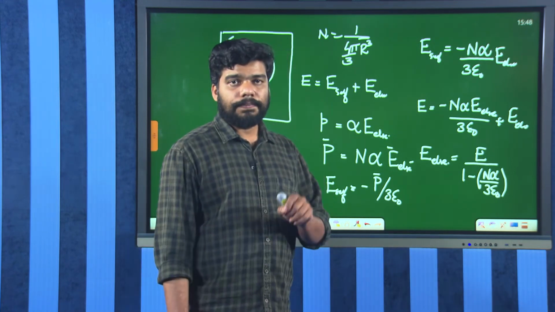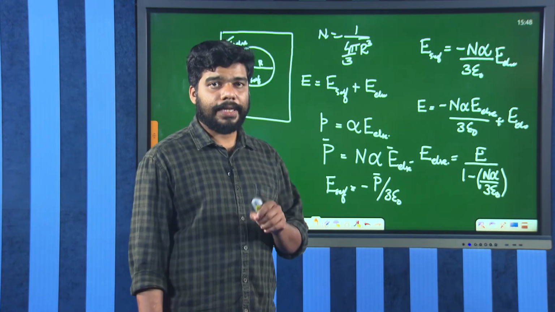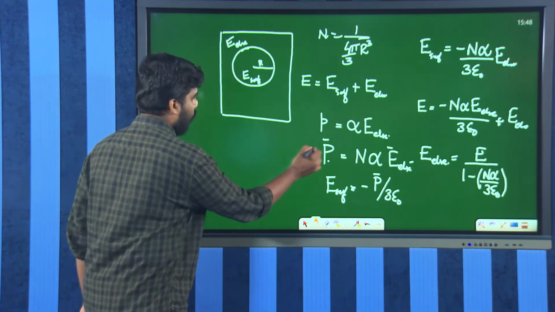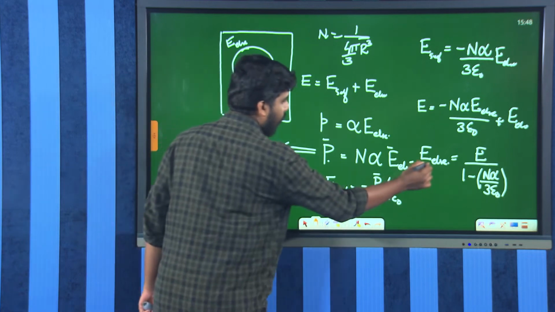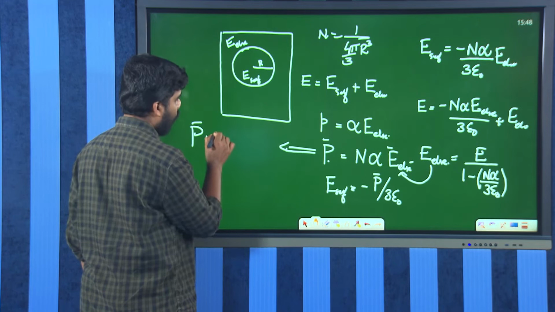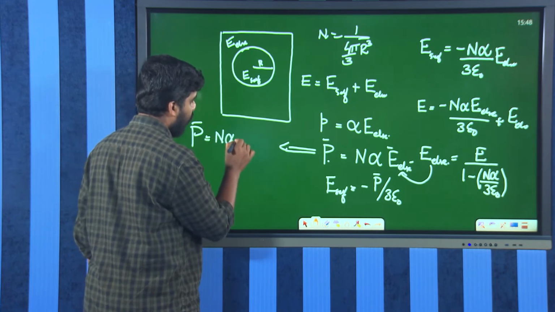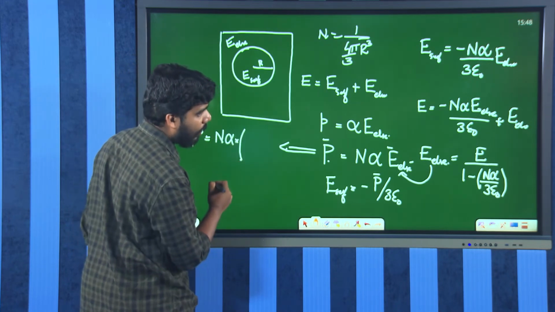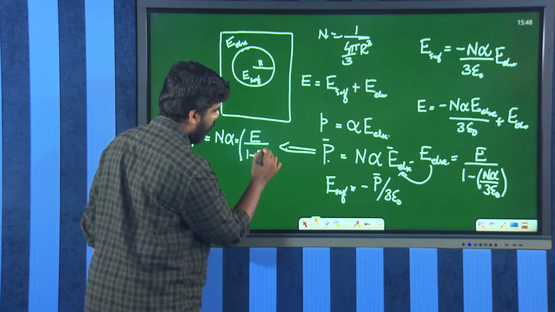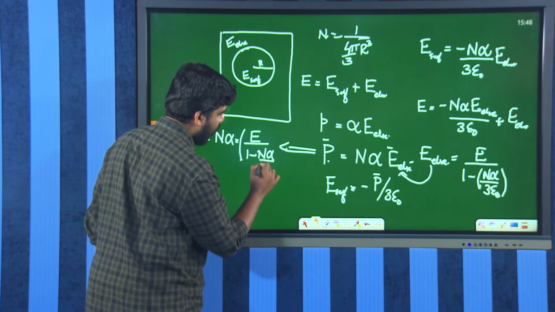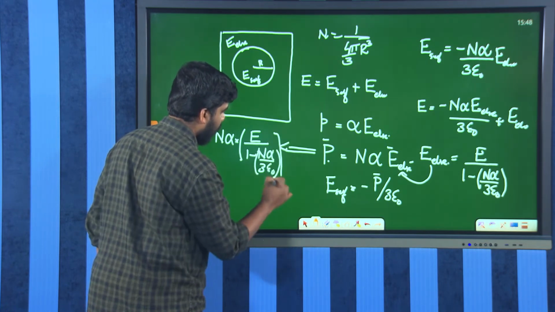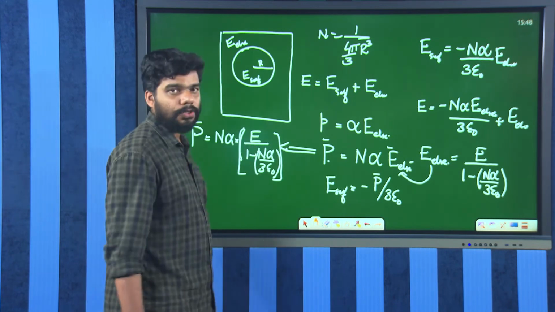So, P is equal to, then what is P? You have to substitute for P. So, P is equal to this equation, substitute for E local in this equation. So, P is equal to n alpha into, what is E local? E divided by 1 minus n alpha by 3 epsilon 0, n alpha divided by 3 epsilon 0.